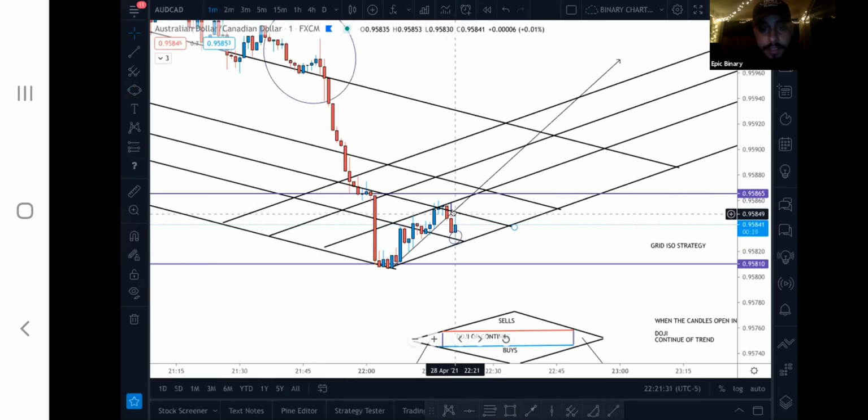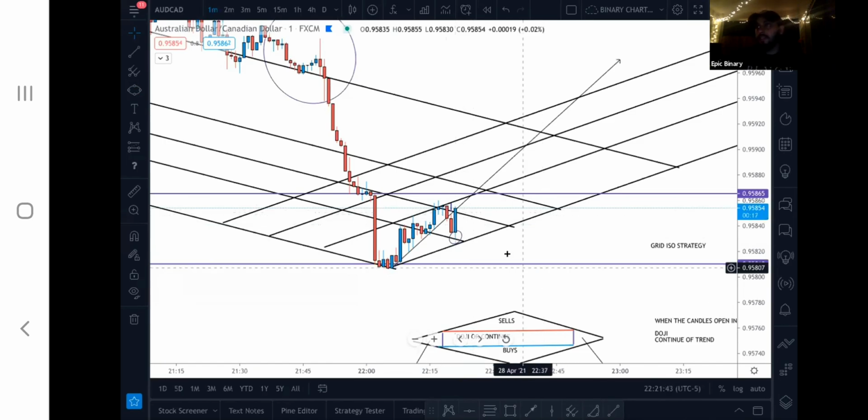You could have trapped price here. It might have been risky. Yeah, no, that would have been risky. But bottom of the box buy, top of the box sell. It broke through, so we wait for the next candle. There's still 20 seconds left.